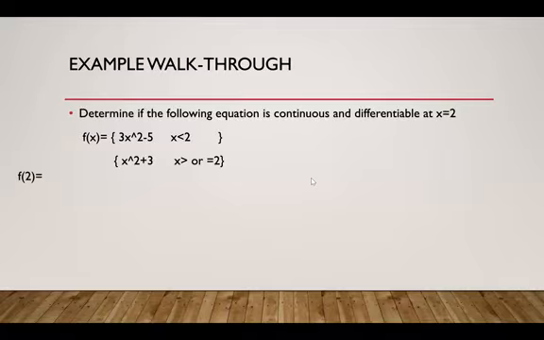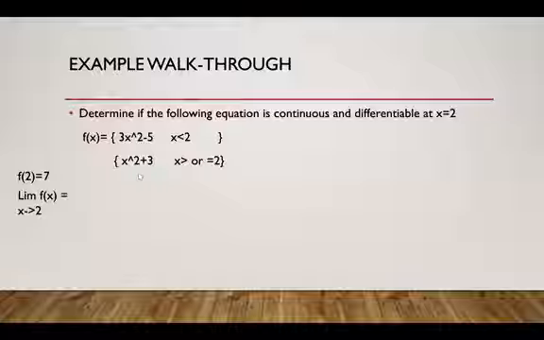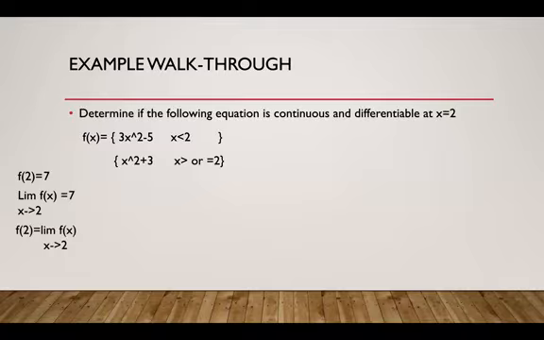First, let's figure out what f of 2 is. In this case, we're going to be using the second function since x is equal to 2, and we get 7 because 2 squared plus 3 is 7. Next, we're going to do the limit as x approaches 2 of f of x. Since we have two quadratics here, the way you find the limit is just by plugging in your x value. If you plug in the x value to either of these, you get 7. Therefore, since the left-hand and right-hand limits are both equal to 7, the overall limit is also equal to 7. Since f of 2 and the limit as x approaches 2 are equal, our function is continuous.